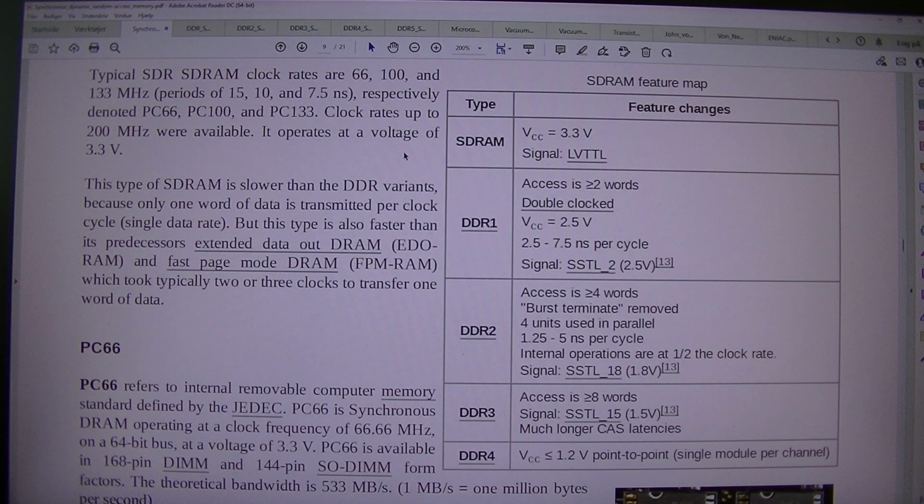Burst terminate removed. 4 units used in parallel. 1.25, 5 ns per cycle. Internal operations are at half the clock rate. Signal, SSTL_18, 1.8V. 13. DDR3: access is greater than or equal to 8 words. Signal, SSTL_15, 1.5V. 13. Much longer CAS latencies.